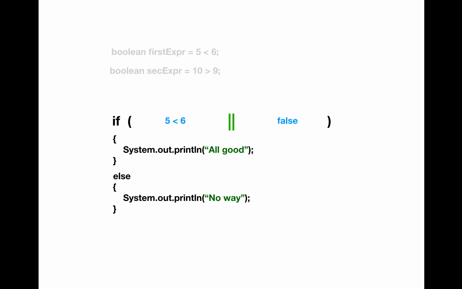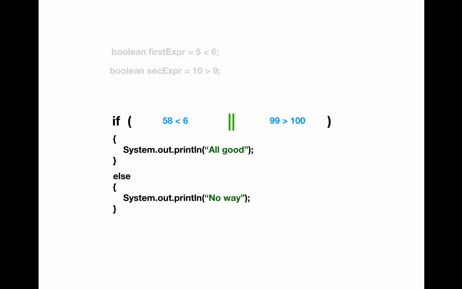Now what if we had this? Only one side is true, the other side is false. Well, again, the or operator only requires at least one of them to be true for the whole thing to be true. So 5 is less than 6 is true. Doesn't matter what the rest is because we already found at least one true. And then we would go ahead and execute for the if statement what we have under brackets.